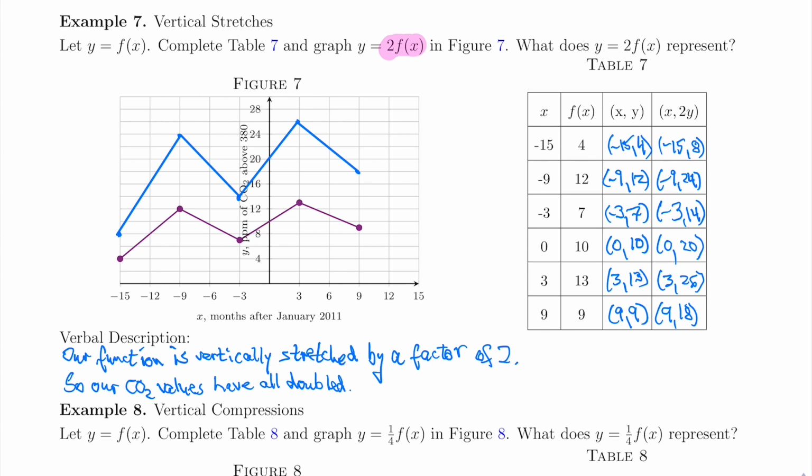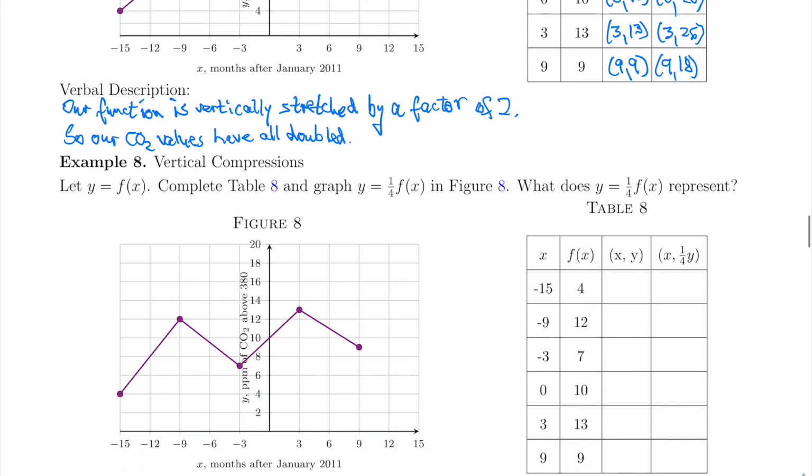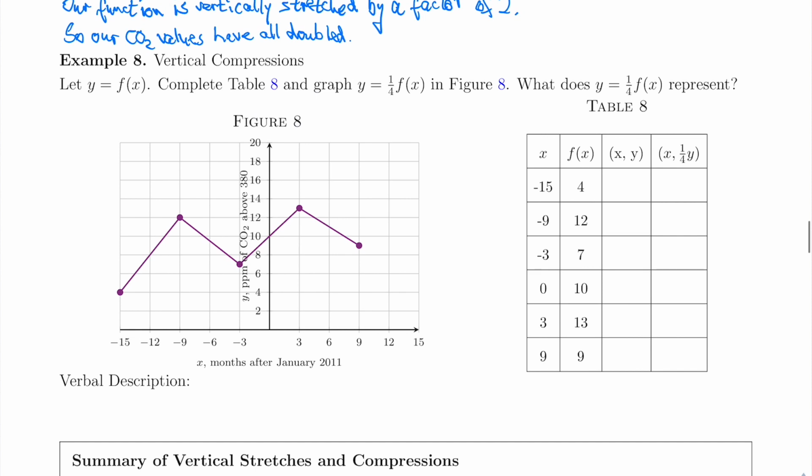Now from here we can ask the question, well, what happens if the number is smaller, for instance? So let's take a look at what happens then. We are investigating 1/4 times f of x. That means every value of y gets divided by 4. So 1/4 times f of x is the same as f of x divided by 4.